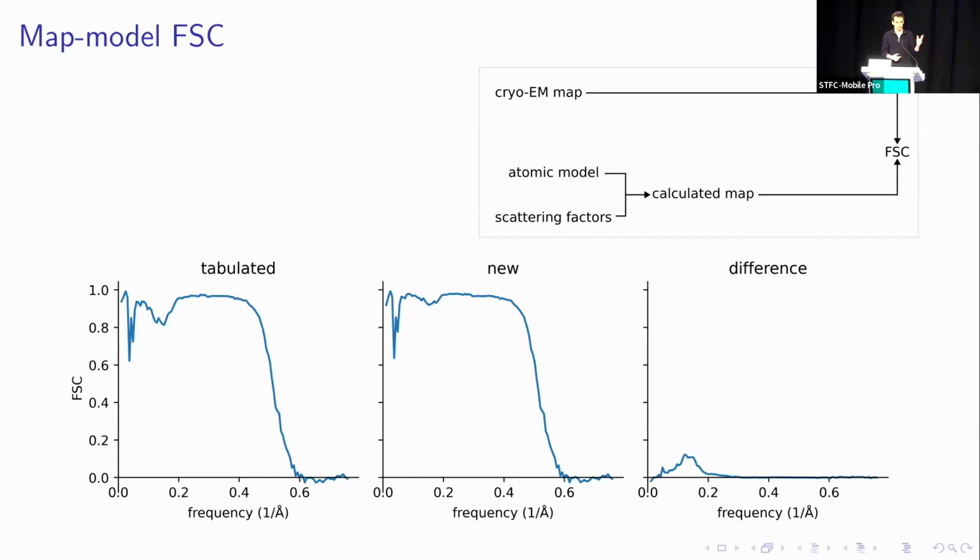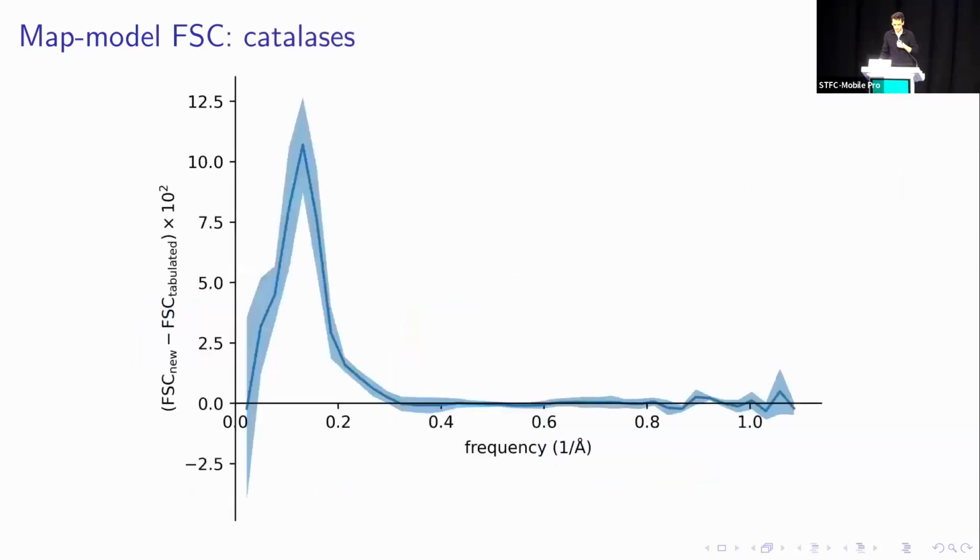And we can do this using the tabulated scattering factors and the new scattering factors. And hopefully we will see some increase in the FSC. So positive values in this case are good. It means that we get improved agreement with the data.